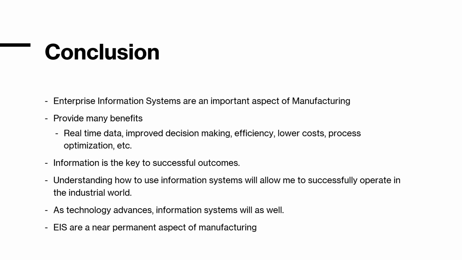So to conclude, enterprise information systems are a super important aspect of manufacturing. They've been used for years, back to the 1960s, and they will continue to be used in the future. They provide many benefits such as real time data, improved decision making, efficiency, lower costs, and process optimization, as well as many other benefits that I can't even list because the list just goes on and on. The reason information systems are so important is because information is the key to successful outcomes. If you don't have information on a subject, you can't alter what you're doing, or know how to alter what you're doing in order to make up for the shortcomings, or have any kind of report back that what you're doing is correct.